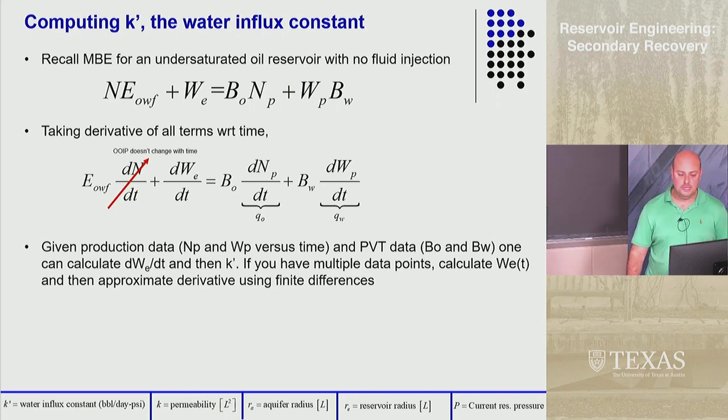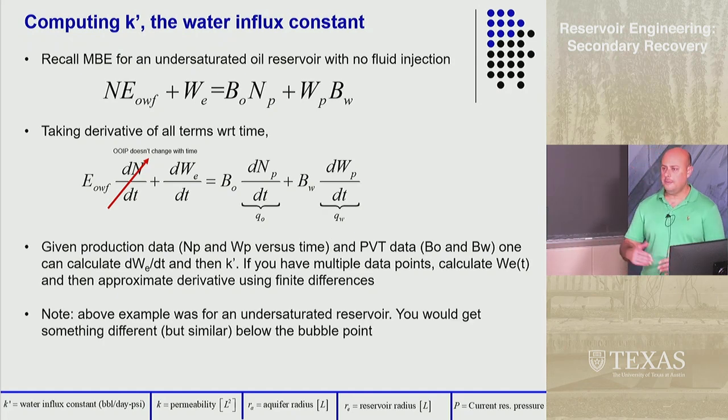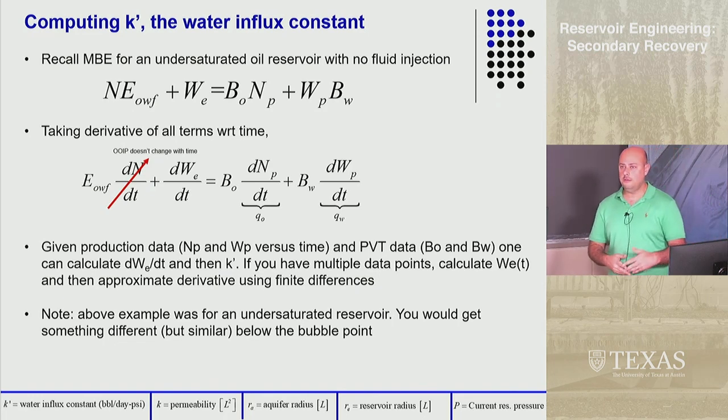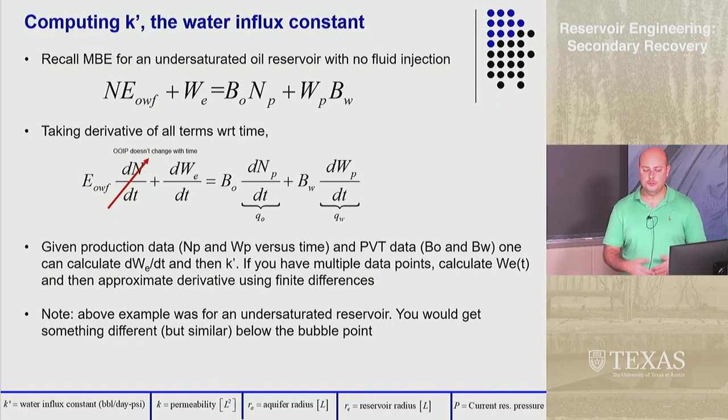I should likely have some PVT data. And then you can make a plot of dWE/dt versus the right-hand side, and from the slope you can calculate K prime. And we'll do an example on that most likely Monday. This was for an undersaturated reservoir. You can tell because there's no gas term in there. There's no G Fgi. But you could do the same exercise for a saturated reservoir, meaning we've got both an oleic phase and a gaseous phase present. I think I'll stop there.